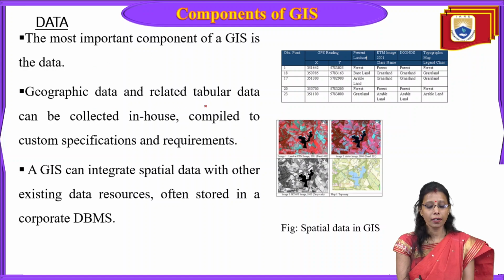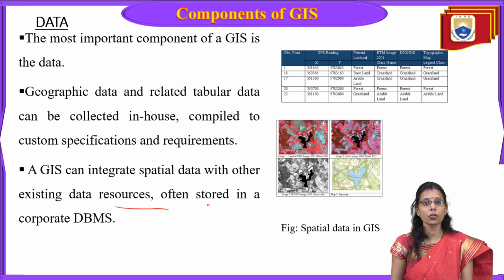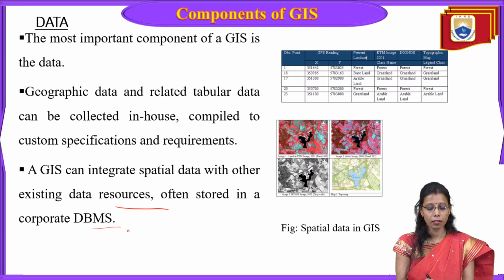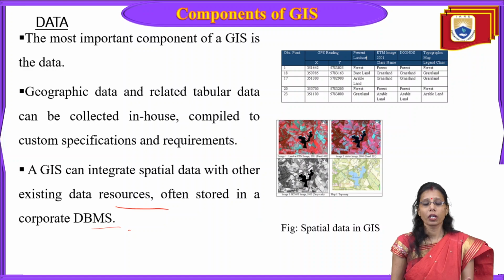Geographic data and related tabular data can be collected in-house or compiled to custom specifications and requirements. A GIS can integrate spatial data with other existing data resources, often stored in a corporate DBMS. So what type of data do we use in GIS? If you remember, we have discussed this before. The GIS should have spatial data and non-spatial data. These two types of data should be available in GIS.